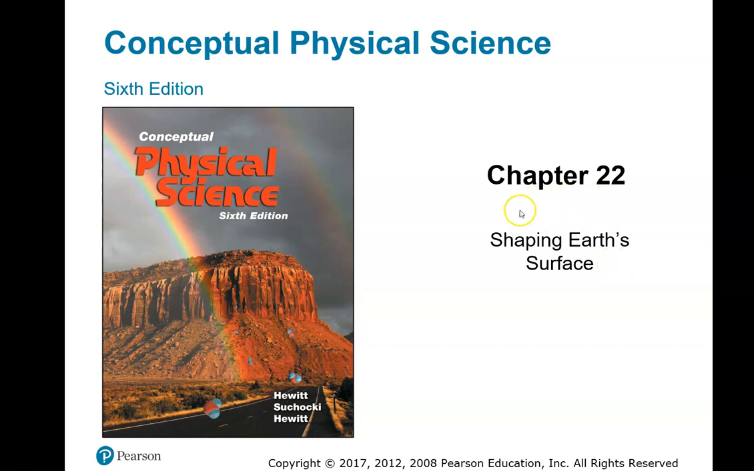Moving on to chapter 22, shaping the Earth's surface. Right, so the primary thing here that we're going to be talking about is water, of course in different forms, liquid water and ice, including glaciers. But also, towards the end, we'll talk about the wind as well, which contributes to the shape of the Earth's surface.